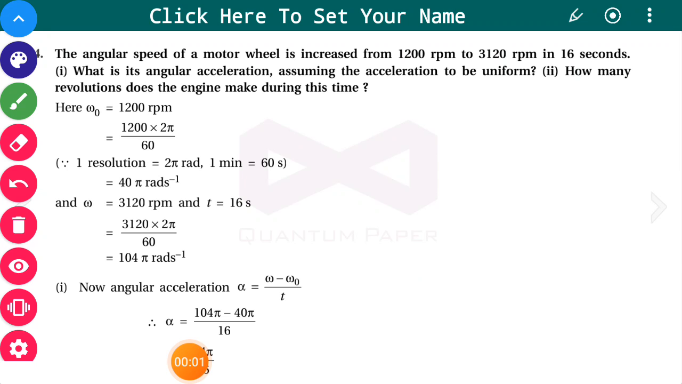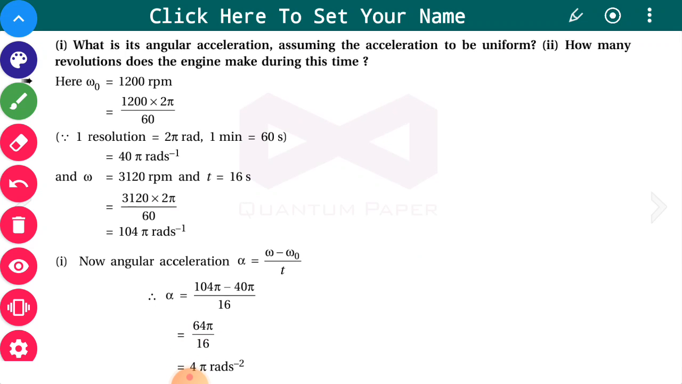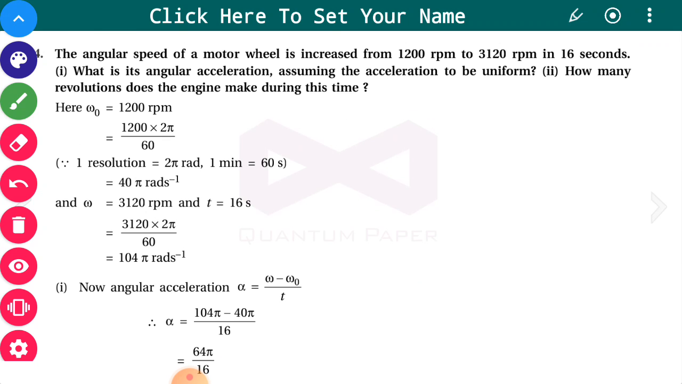Now, illustration number 7.14. The angular speed of a motor wheel is increased from 1200 rpm to 3120 rpm in 16 seconds. What is the angular acceleration? Assuming the acceleration to be uniform, how many revolutions does the engine make during this time? Now see, the values here which are given are in rpm.